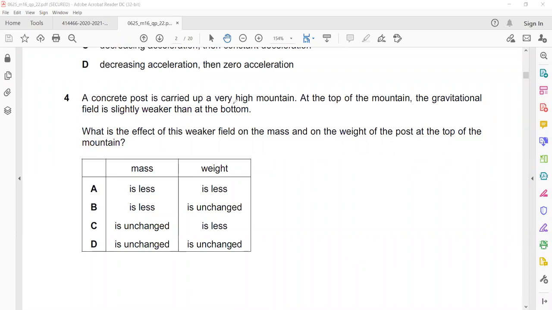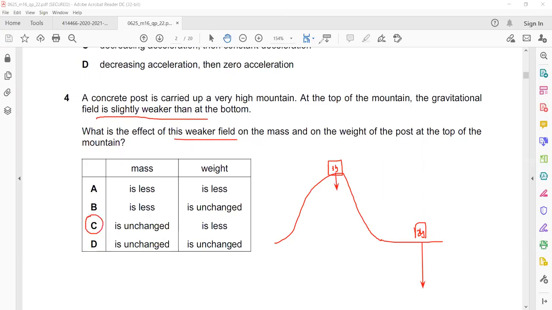So a concrete post is carried up a very high mountain. At the top of the mountain, the gravitational field strength is weaker compared to that at the bottom. So what is the effect of this weak field? The mass of an object, for example, if on the ground it was 3 kilograms, at the peak of the mountain it will also be 3. But the force of gravity is stronger at the surface as compared to that at higher altitude. So what happened to the weight? The weight will decrease.